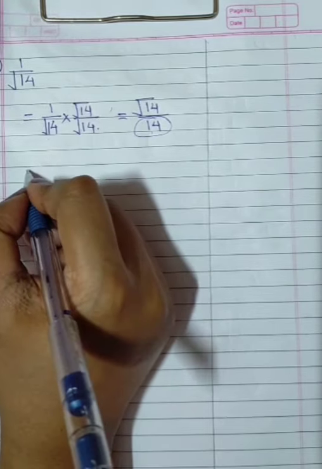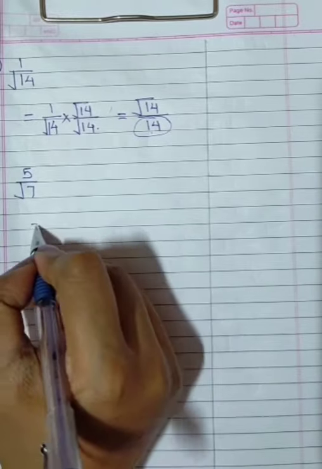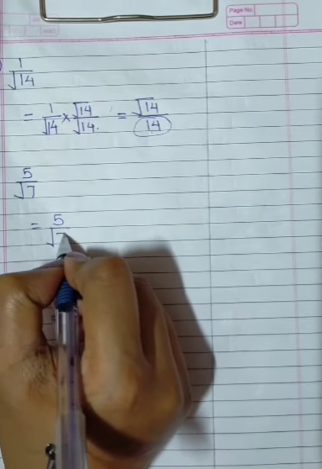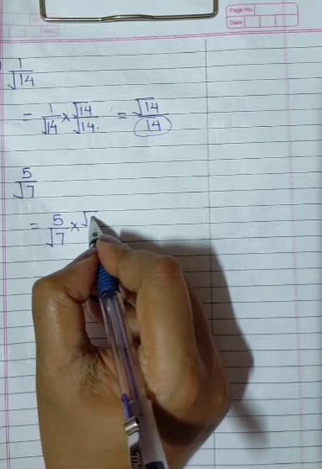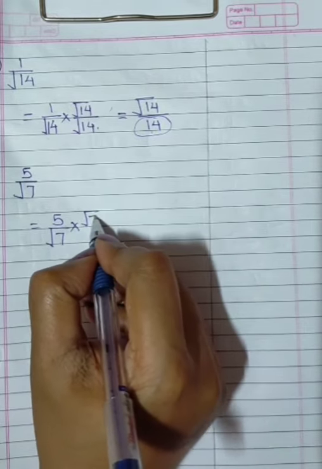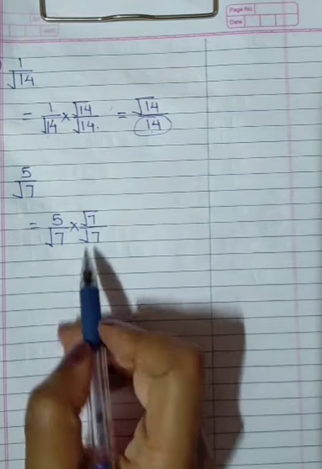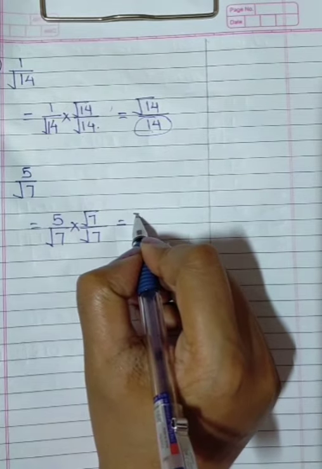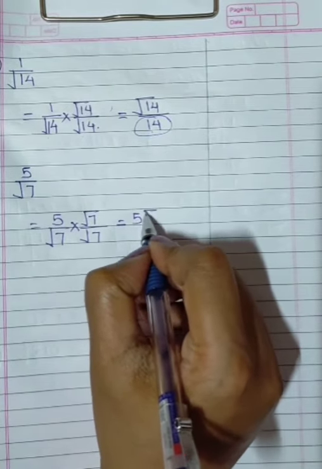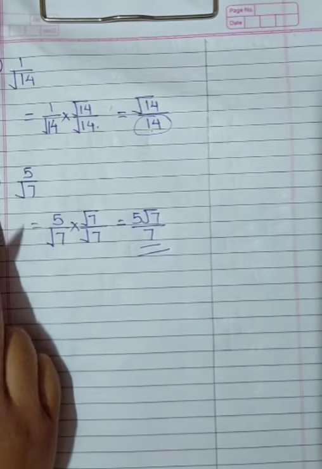So next, the third question is 5 upon square root 7. Here also the same method we will use. We will multiply both sides with the denominator. Now we will get 5 square root 7 upon 7. This is the answer for question number 3.